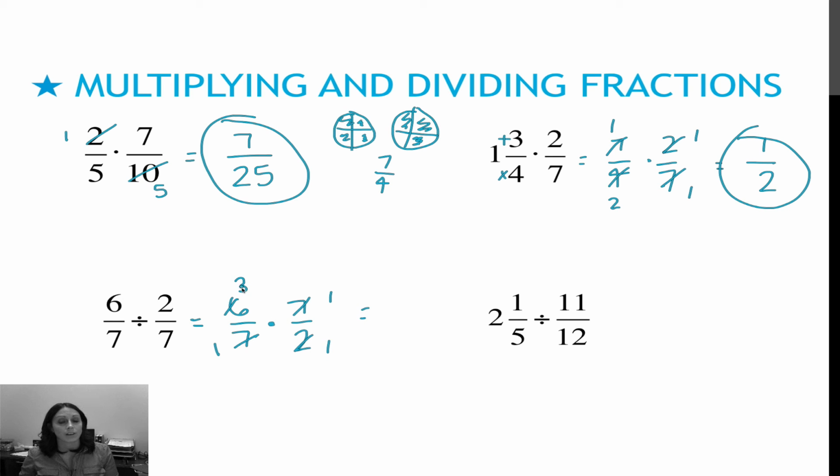And now I multiply across, so I get 3 times 1, which is 3, over 1 times 1, which is 1. And hopefully we all know that we don't need to write that 1 on the bottom of a fraction. If it's on the top, you leave it there. If it's on the bottom, it's really not necessary.